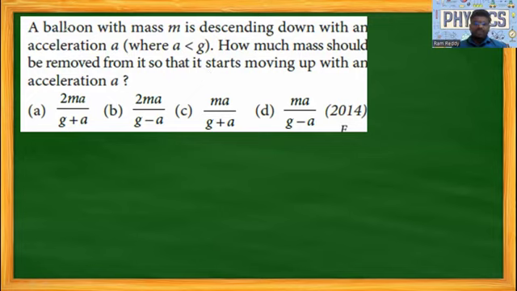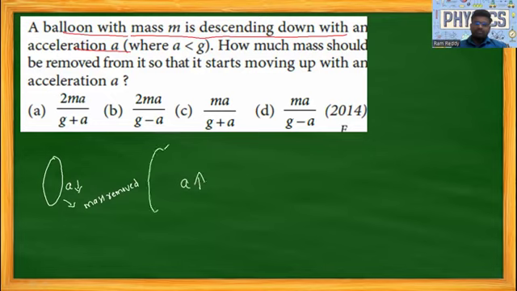We have a balloon of mass m descending down with an acceleration a. So we have one balloon, descending downward with acceleration a. How much mass should be removed from it so that it starts moving up with an acceleration a? Now, how much mass is removed so that the balloon will move upward?